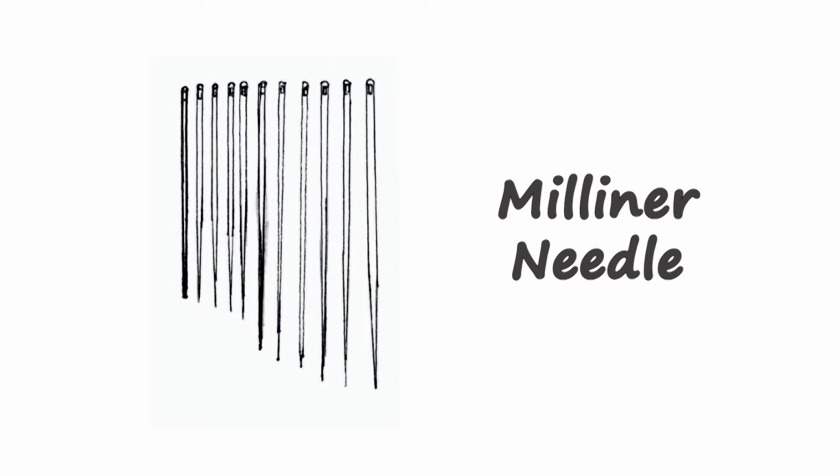Milliner needle, also called a straw needle, having a shorter, almost round eye. The eye and the shaft on the milliner needle are the same size, which makes these needles appropriate for working any wrap stitches such as bullion knot, French knot and so on.